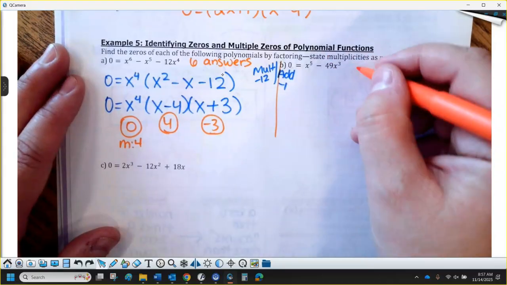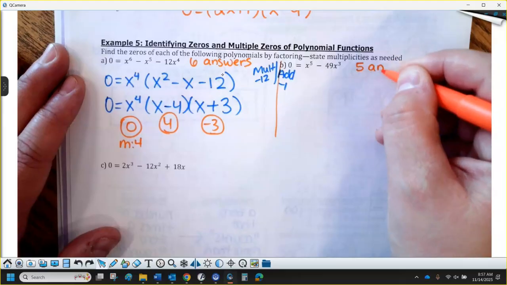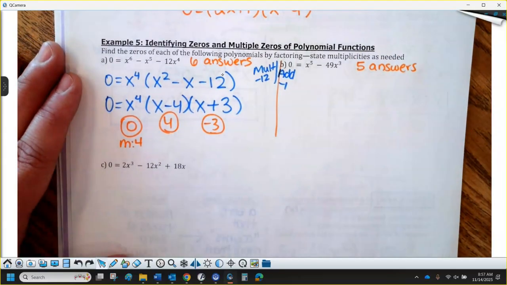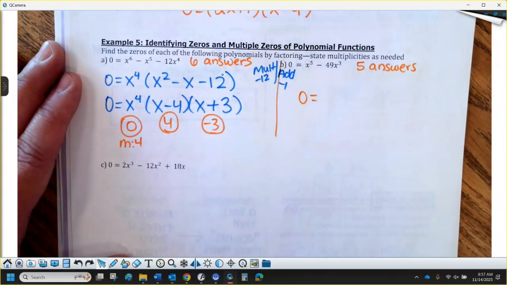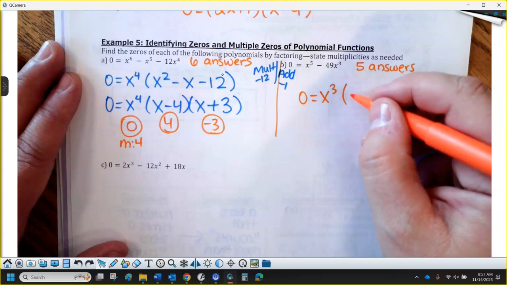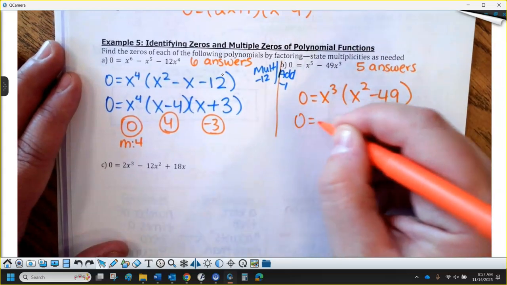All right, so I know right away, this is x to the 5th. The degree matches the number of answers I'm supposed to have. So I should have 5 zeros, answers, roots, whatever you want to call them. What can I take out of x to the 5th and 49x to the 3rd? X to the 3rd. So we're going to take 3 away from each of these exponents. So this is going to be x squared minus 49.